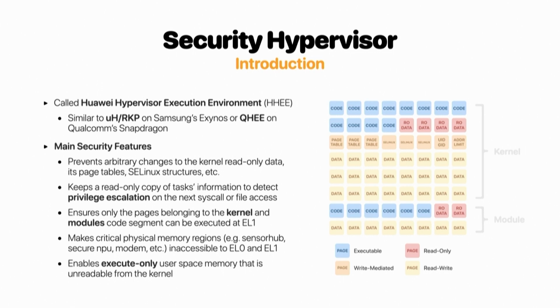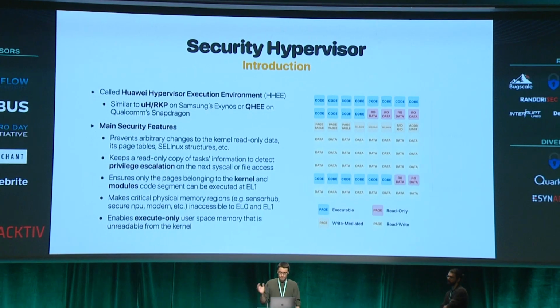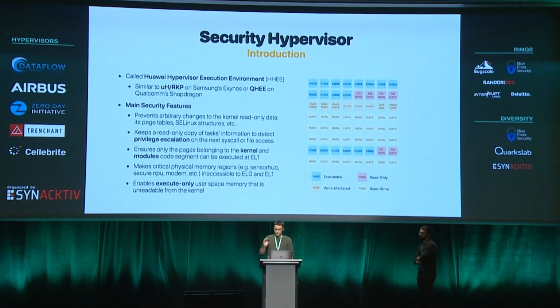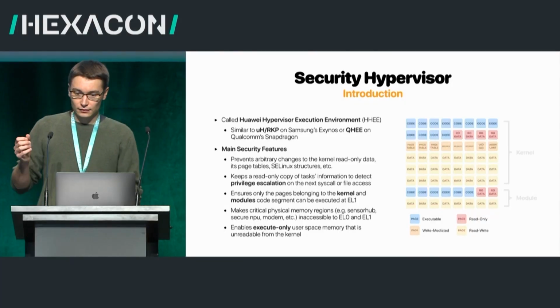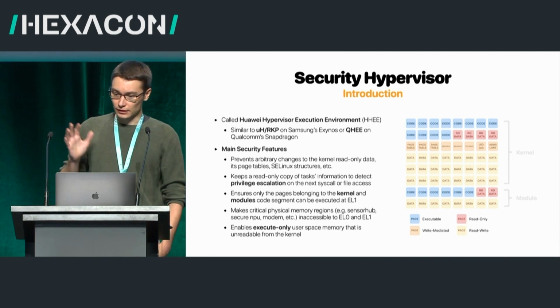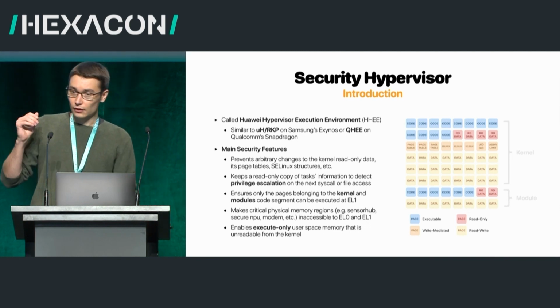The main security feature is that it prevents arbitrary changes to the kernel's critical data, for example the SELinux structures, even if the kernel is compromised. Another feature is that it keeps a read-only copy of the task credentials to detect privilege escalation when the task next performs a system call or accesses a file.